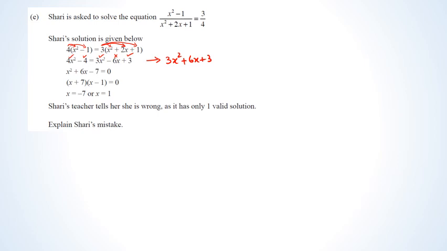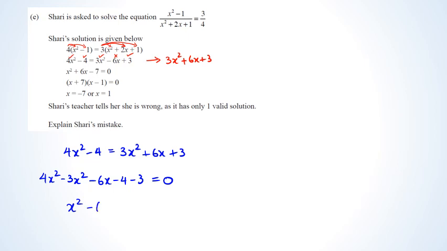Now let's say that mistake is fixed, so then we could have this as 4x squared minus 4 equals 3x squared plus 6x plus 3. And if we rearrange this, we're going to get 4x squared minus 3x squared minus 6x minus 4 minus 3 equals 0. When we simplify this, we're going to get x squared minus 6x minus 7 equals 0. And when we factorize this, we have x minus 7 and x plus 1 equals 0.